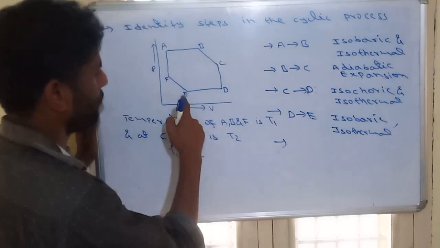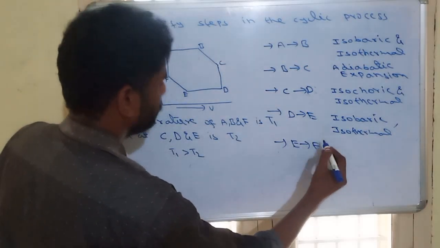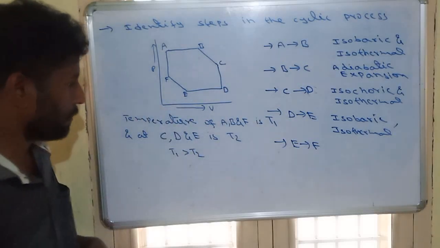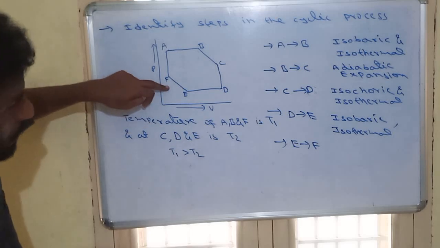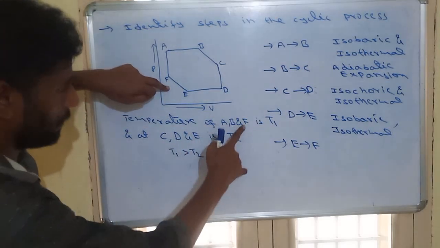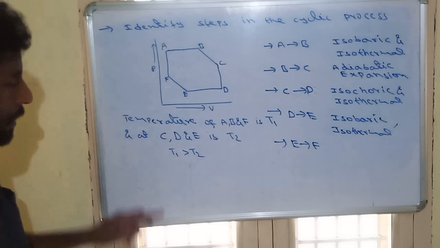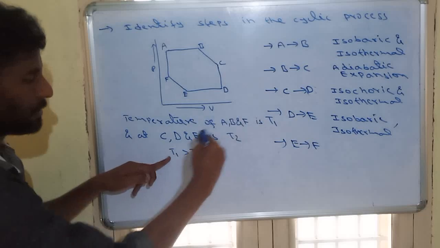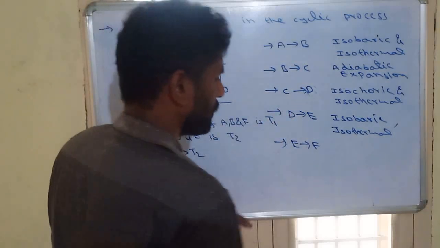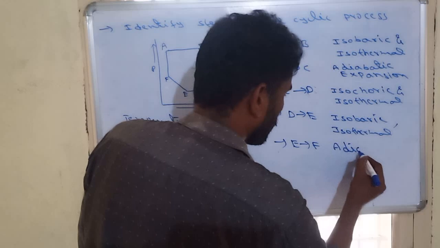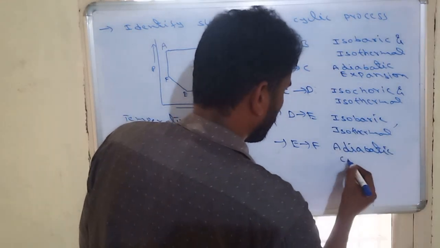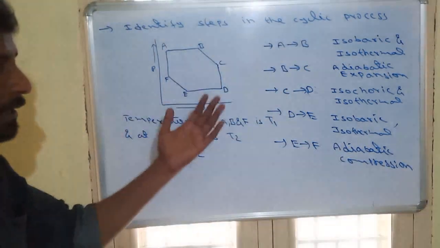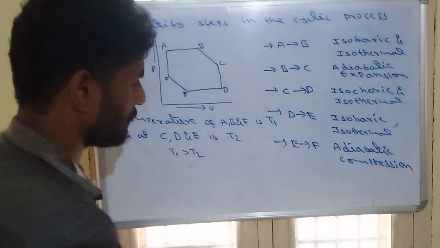The next one is E to F. See this, E to F, pressure is changing, volume is changing. What about temperature? E and F. E temperature is T2, F temperature is T1, and T1 is more. So from E to F, temperature goes from T2 to T1, increasing. This is called adiabatic compression. Since in compression temperature increases, in expansion temperature decreases.